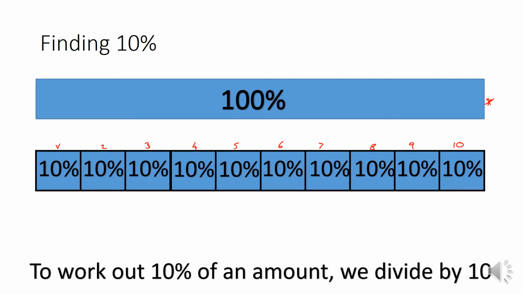So this is a really common mistake. A lot of people think that because we're finding 10% we divide by 10, some people would think, okay, so to find 20% we divide by 20. That doesn't work. It only works for 10, this rule. But to find 10% of an amount, we divide it by 10. So we'll do an example with a number now as well.